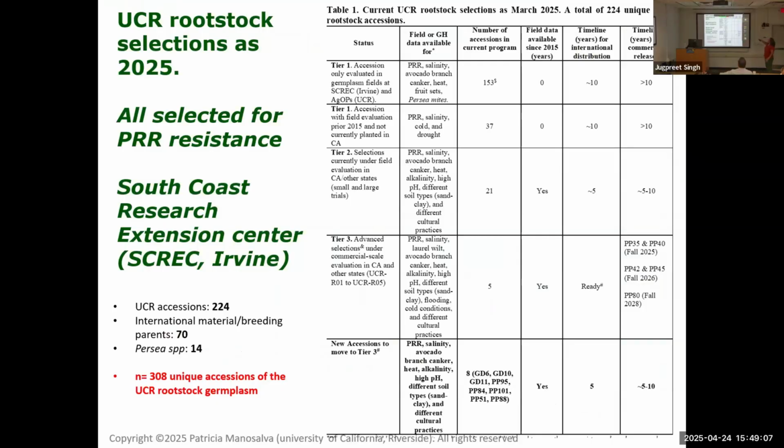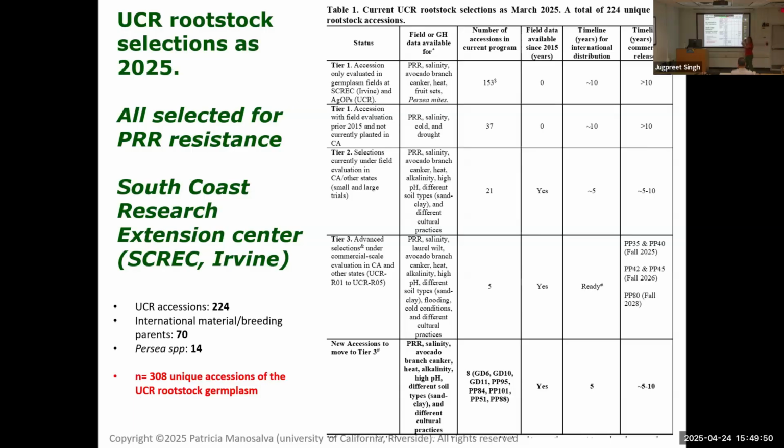And if we look at the whole story, currently we have 224 of these selections for Phytophthora root rot resistance, which are unique because we genotyped them all and we know they are different. In general, the germplasm is 300 unique accessions, with 70 international materials, and 14 per se species. We divided all this material by tiers. The 5 rootstocks that we're releasing are 35 and 40 this fall, and we have 2 in the pipeline, 42 and 45 and 80.